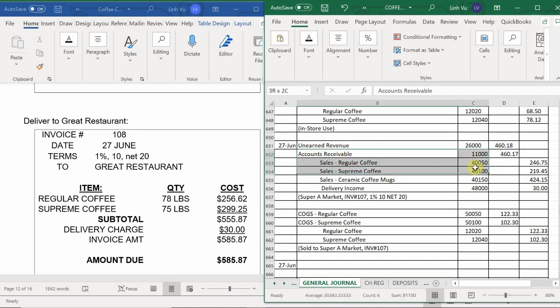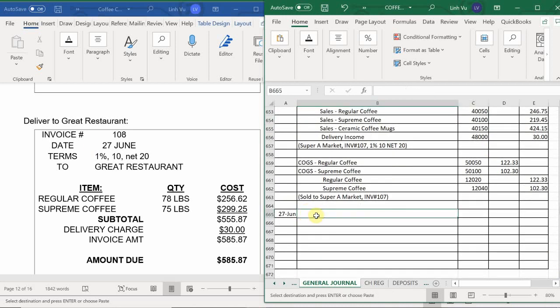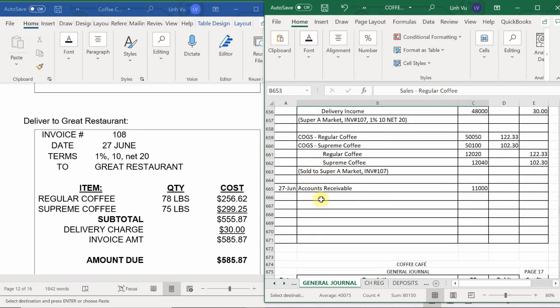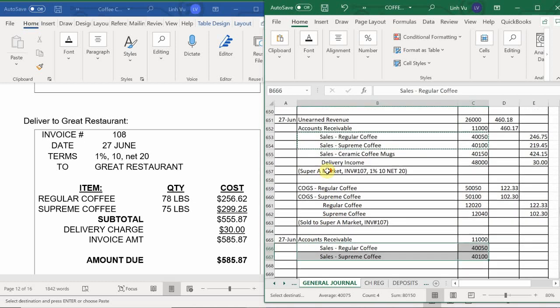I guess what we could do here is take apart the previous one. What do we need from this one? We definitely need accounts receivable. I could have typed that in, but oh well, I'm already here. We only sold regular coffee and supreme coffee, so I'm just going to grab my regular and supreme coffee. Oh, I could have just copied all that. And we didn't sell any coffee mugs, so all we have is just delivery.